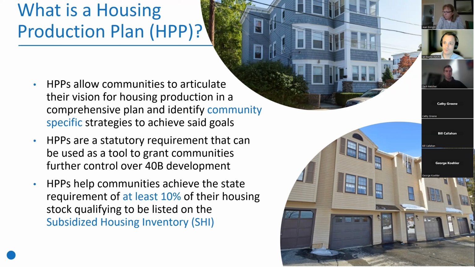Some of you may be aware of what 40B is. That's essentially a state statute that requires all cities and towns to have 10% of their housing stock be set aside as affordable. If communities are below that 10% threshold, then a developer can come in and build housing overriding certain local zoning requirements. So if you have a documented HPP that is approved by the state, and if you are making progress towards your development goals in that HPP, then a community can have some protection from 40B developments if they have not yet reached that 10% threshold.